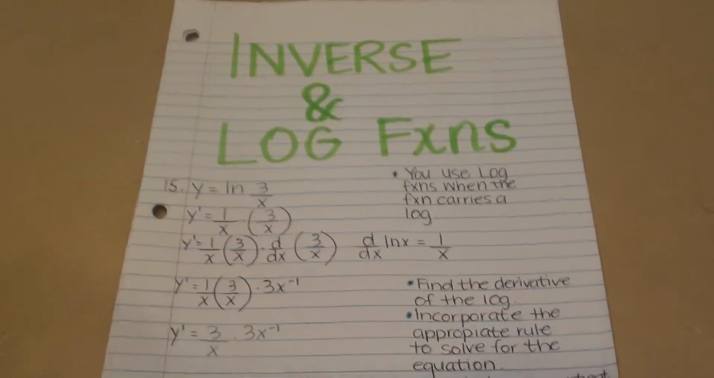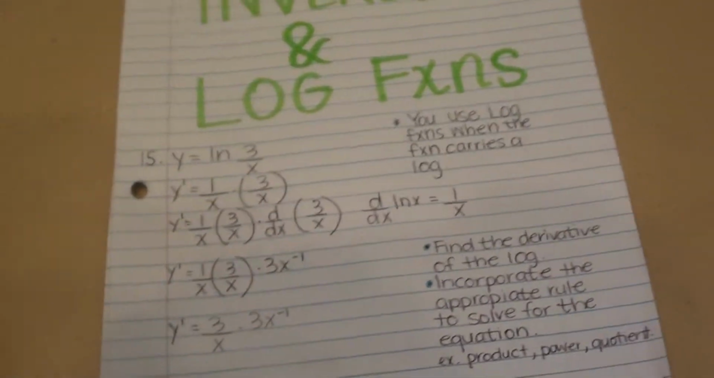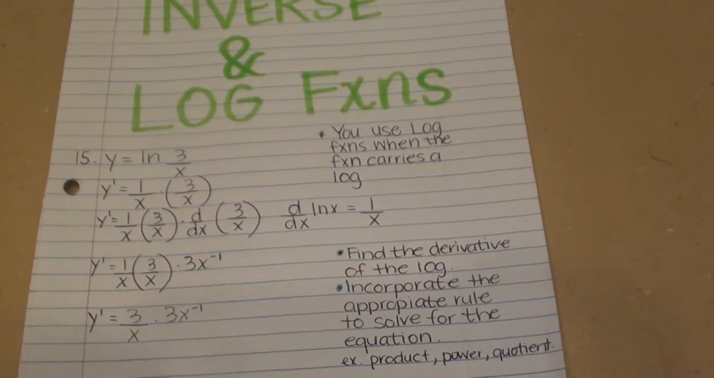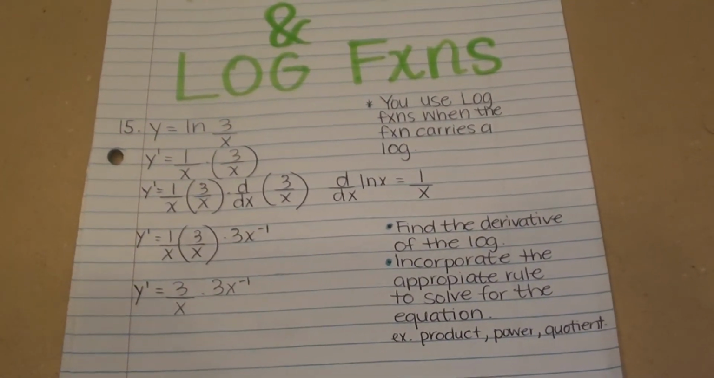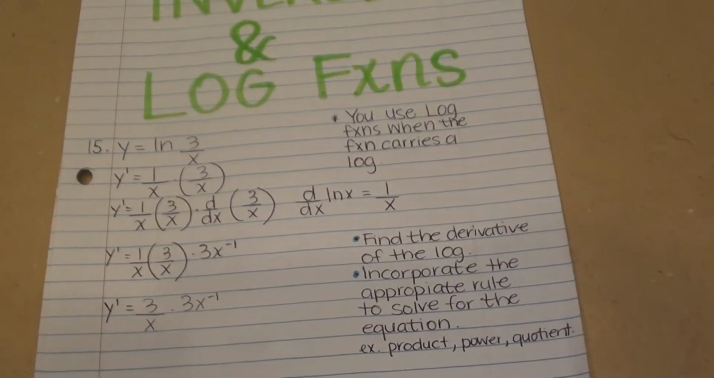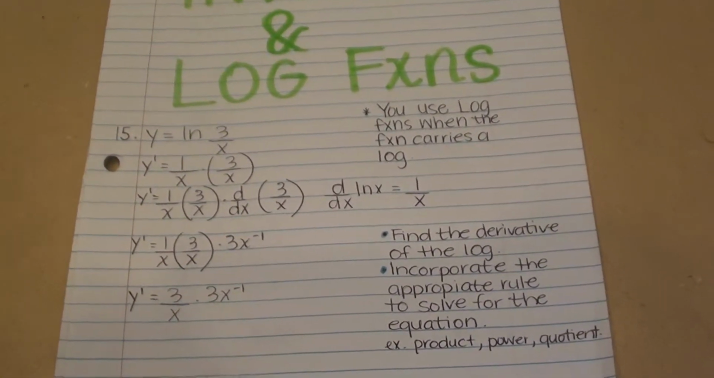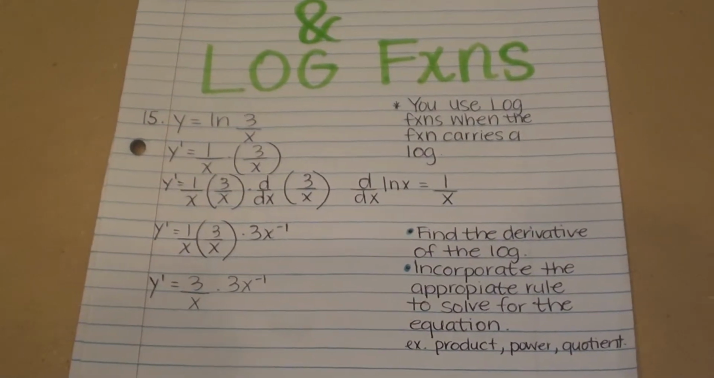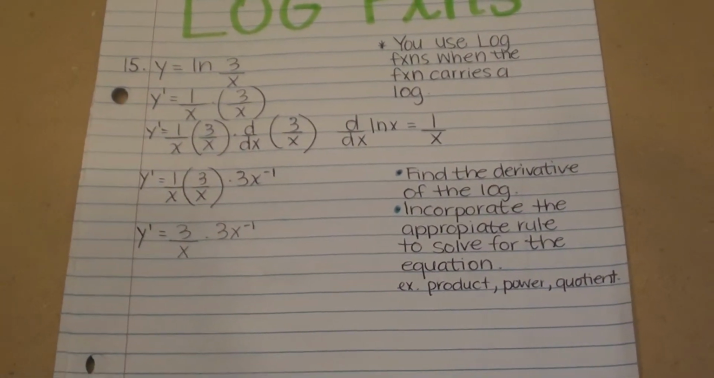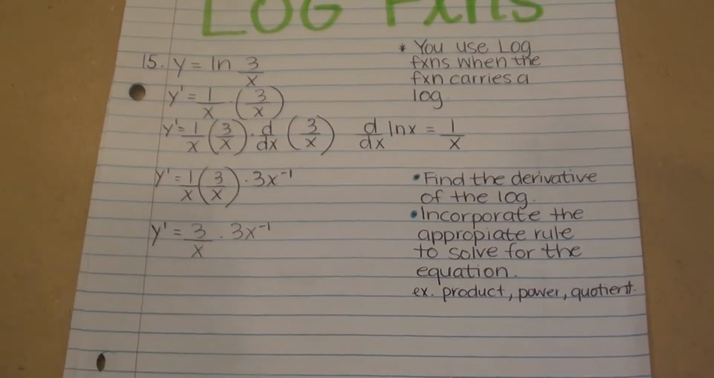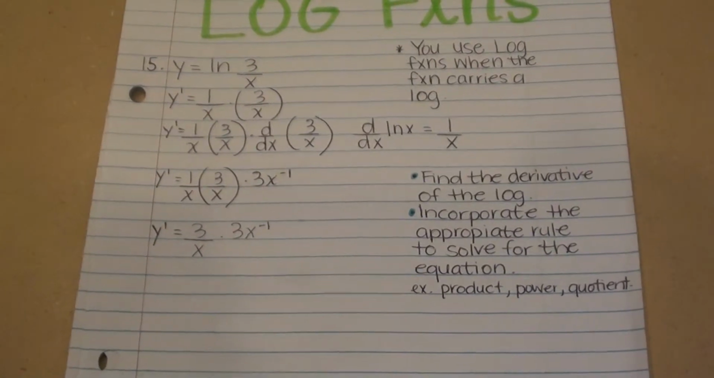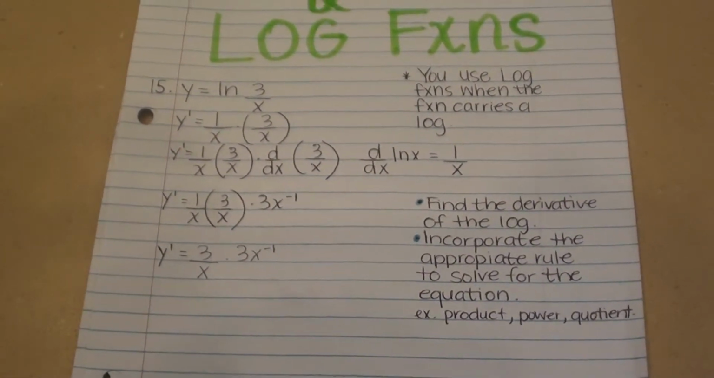Now we're going to work on inverse and log functions. This comes from chapter 3.8, number 15. Y equals the log of 3 over x. Basically, when the function carries a log, what we're going to do with this problem is find the derivative of the log and incorporate the appropriate rule to solve for the equation. You can either use the product rule, the power rule, or the quotient rule.